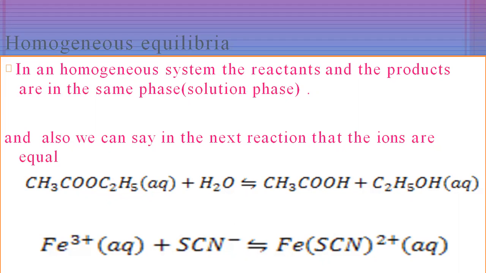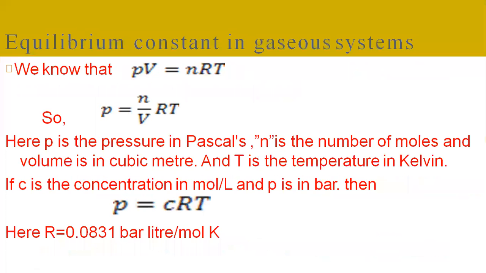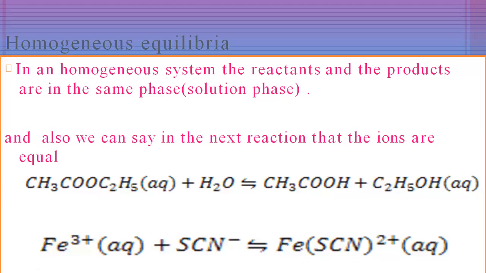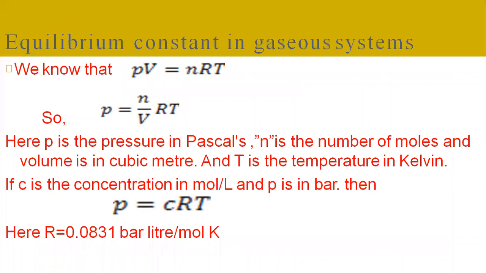Okay, so this will be shown like this. When you react this aqueous with liquid, you will get CH3COOH in aqueous and C2H5OH in aqueous, right? Same with Fe3+ aqueous with SCN- aqueous, and it's a reversible reaction, so FeSCN2+ in aqueous. So homogeneous equilibrium can be established when all the components, products and reactants, are in the same phase.